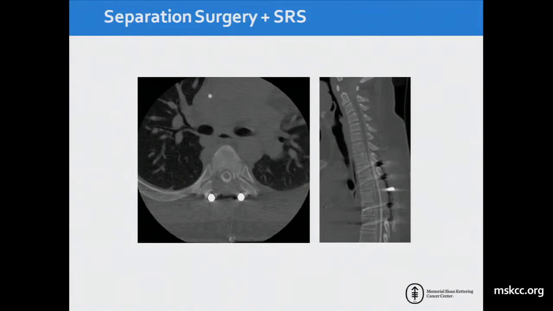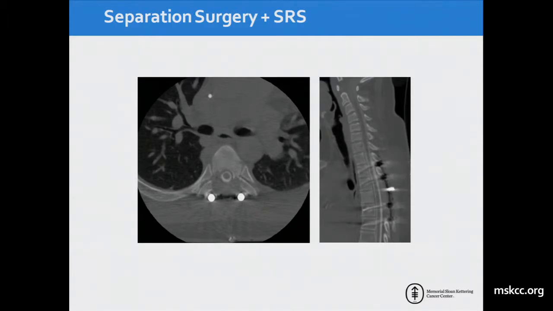And what we've been doing, we've been calling it separation surgery, because the goal of the surgery is to provide the separation between the tumor and the spinal cord. We no longer have to resect the vertebral body and the tumor that's in the vertebral body or the paraspinal disease, because we can get tumor control irrespective of volume. So the cytoreductive surgery is no longer necessary. The only thing that we have to do is get these patients safely to SRS. And we do that by reconstituting the thecal sac.